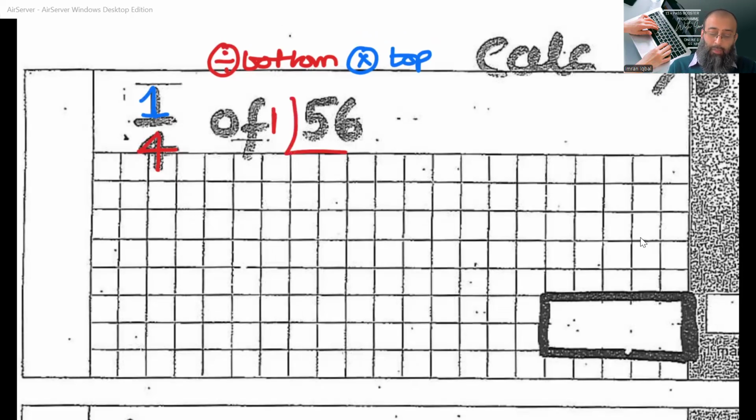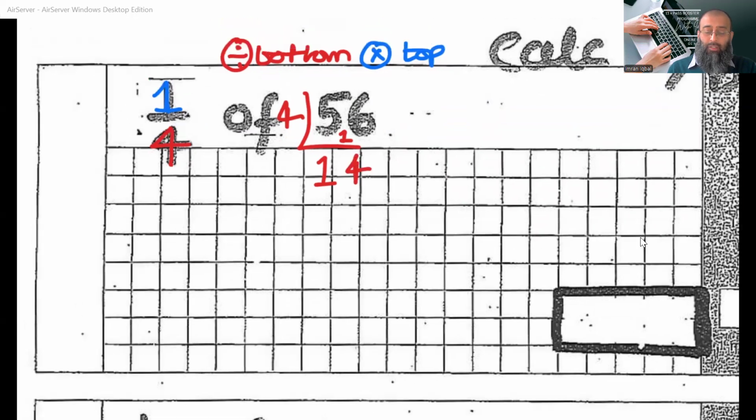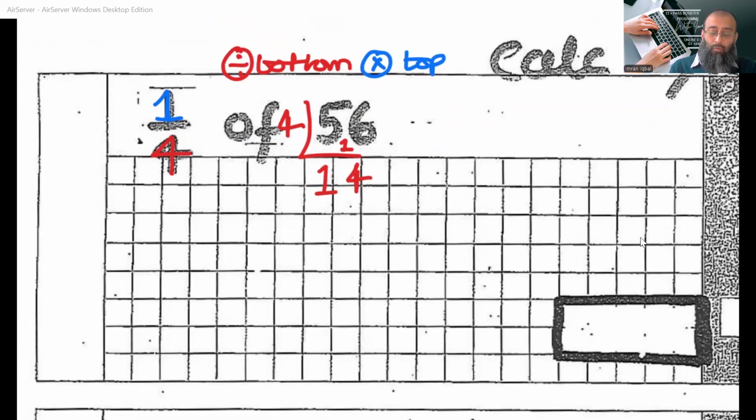So we're going to divide it by 4, and the answer goes down because I'm going to carry on the calculation down. How many 4s go into 56? Well, how many 4s go into 5? It's 1, with 1 left over. How many 4s go into 16? Which will give us 4. So I've done the red part of the calculation, which is this part here. I've done the dividing by 4.